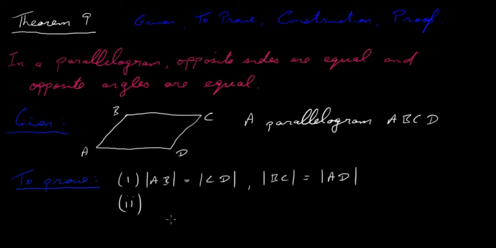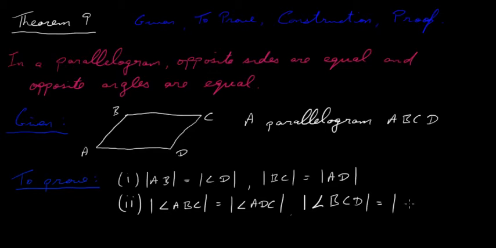Secondly, we need to show that the opposite angles are equal. So we need to show that the angle ABC is equal to the angle ADC. And also then we need to show that the angle BCD is going to be equal to the angle BAD. Okay, so this is what we need to prove. We need to prove that these two sides are equal, and these two sides are equal, and these two angles are equal, and these two angles here are equal.